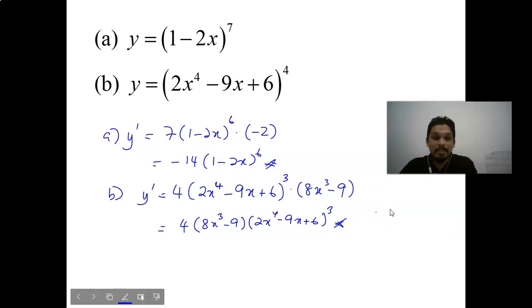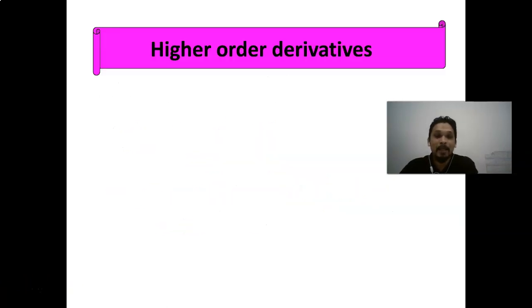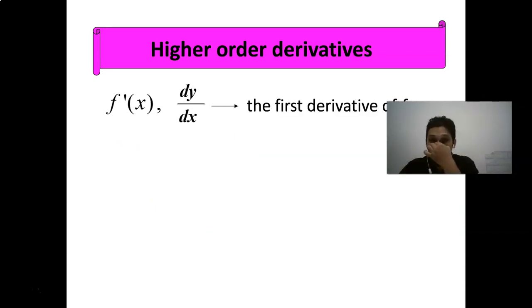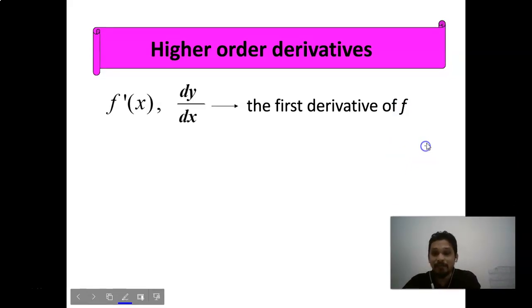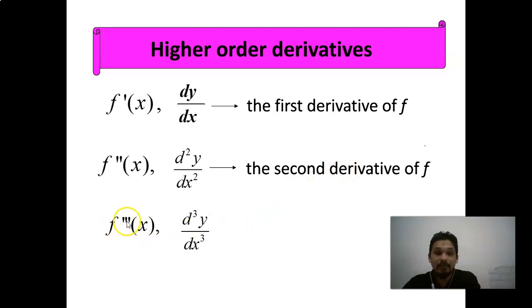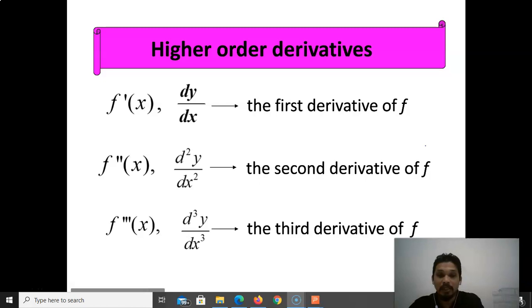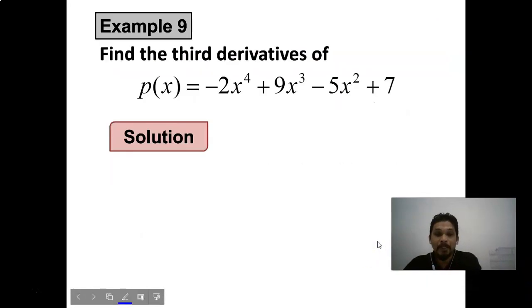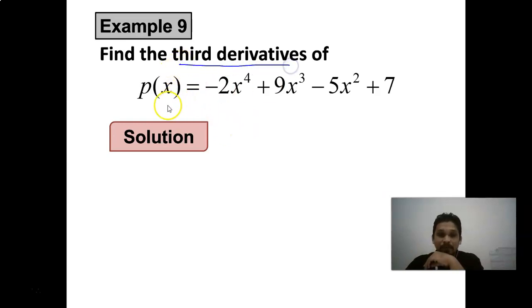Okay, next. Higher order derivatives. f prime of x equals dy/dx, which is the first derivative of f, then f double prime, or the second derivative of y with respect to x, which we can name as the second derivative of f, and f triple prime, or the third derivative of y with respect to x, which is the third derivative of f. So for this one here, now find the third derivative of this.